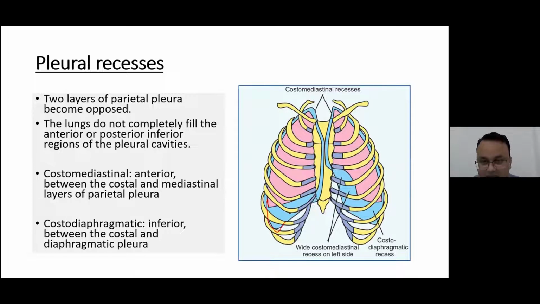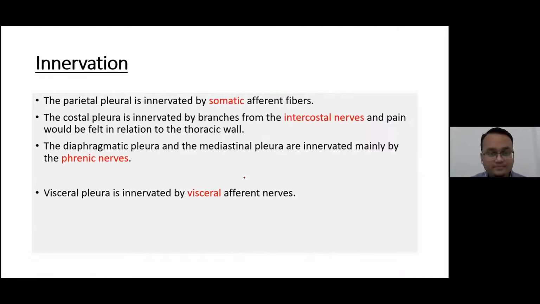Over here, see, the lungs don't cover the whole part, they don't extend all the way down. So what you have is this parietal pleura over here and parietal pleura over there. Both are parietal pleura. So this recess is called the costodiaphragmatic recess. Okay, costodiaphragmatic recess. But in full inspiration, this area will be obliterated. It will be obliterated. Then we have the costomediastinal recess as well. So these are two notable recesses of the pleura.